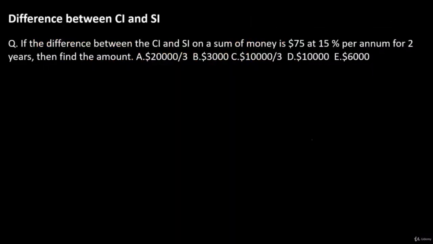Hi students. In some questions, you may be asked to find the difference between the compound interest and simple interest. So let's look at these type of questions in this video. All right. So over here, I have a sample question. If the difference between the compound interest and simple interest on a sum of money is $75 at 15% per annum for 2 years, then find the amount. All right. So that's the question. Now let's say that the initial amount was P, which is the principal.